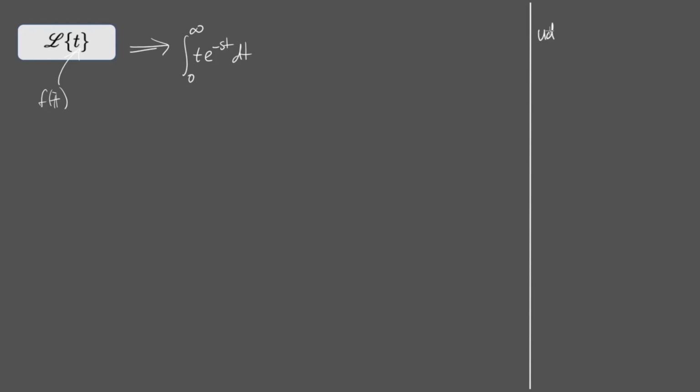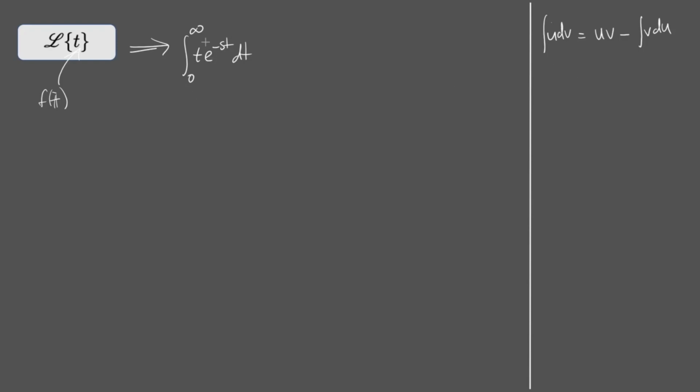u dv, it is going to be uv minus the integral of v du. These are inside the bracket. So that's the formula we're going to use here.